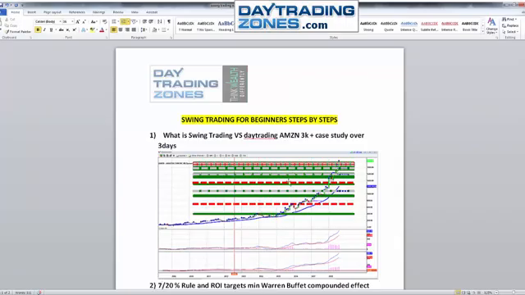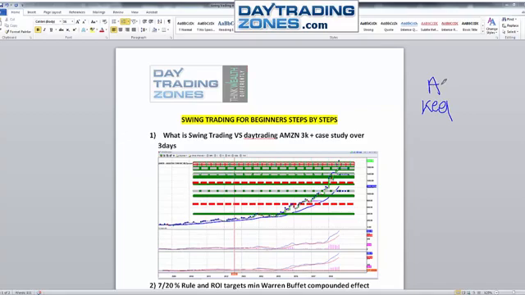I have 10 steps to help you for swing trading for beginners. So step by step, let's go. Number one. So when you swing trade, step number one versus day trading is to understand the time frames, right? When you swing trade, especially if you are beginning, for us, swing trading is anything that you keep overnight. So you keep position overnight.